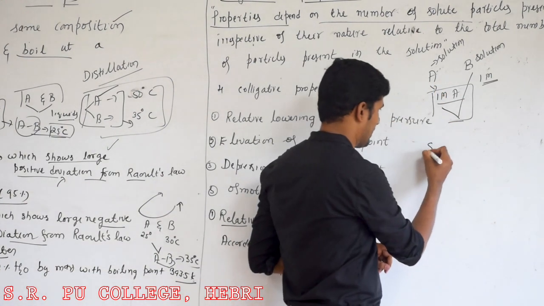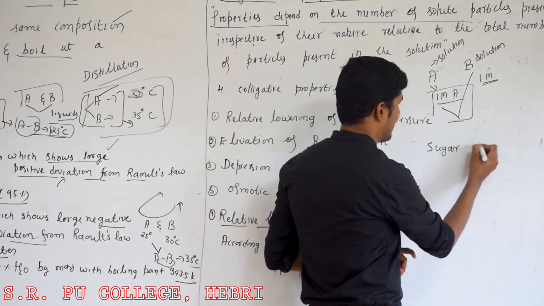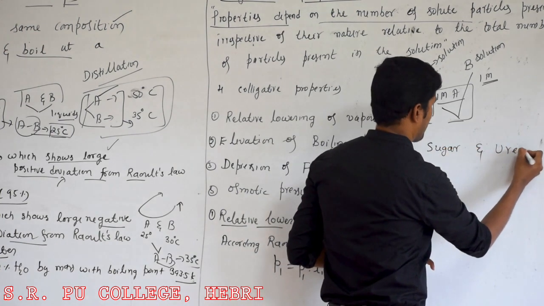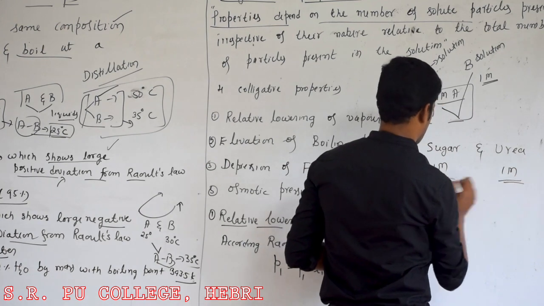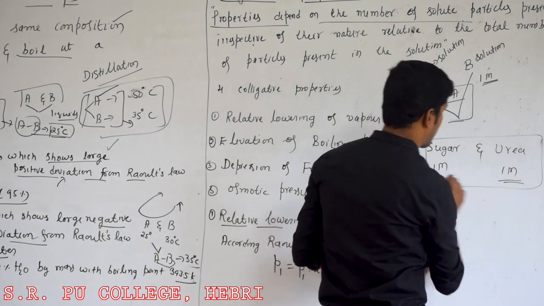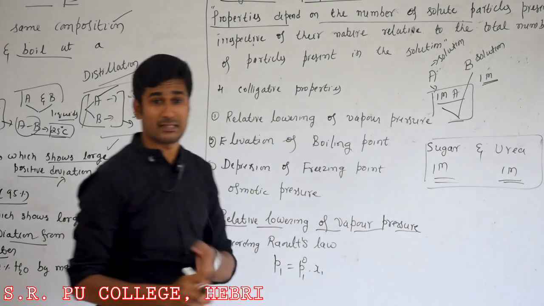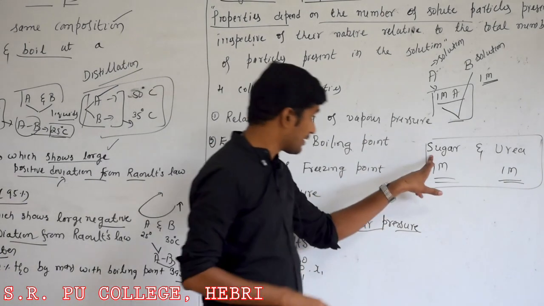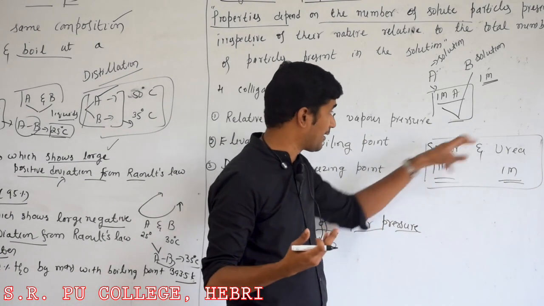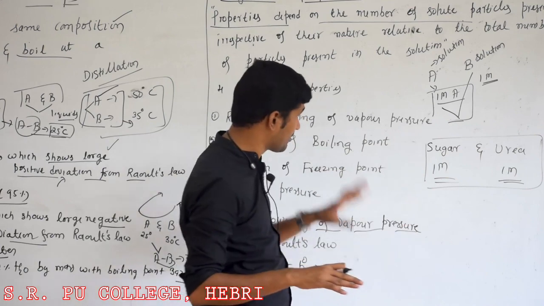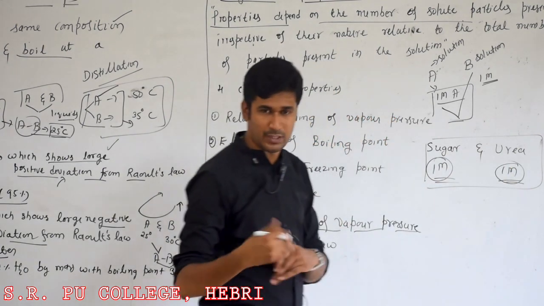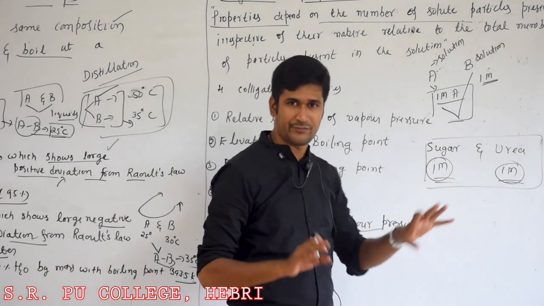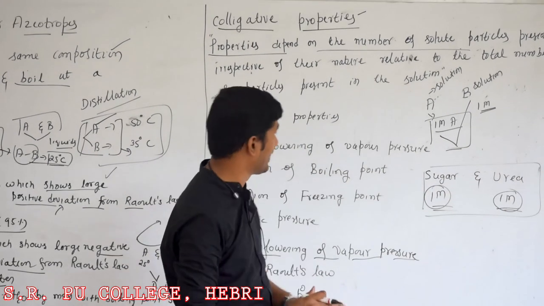One more example. If you take 1 molar sugar solution and 1 molar urea solution, some of the properties of these two solutions are the same. See, the nature is different: sugar and urea are different components, but the number of moles of sugar and the number of moles of urea present in the solution are the same.